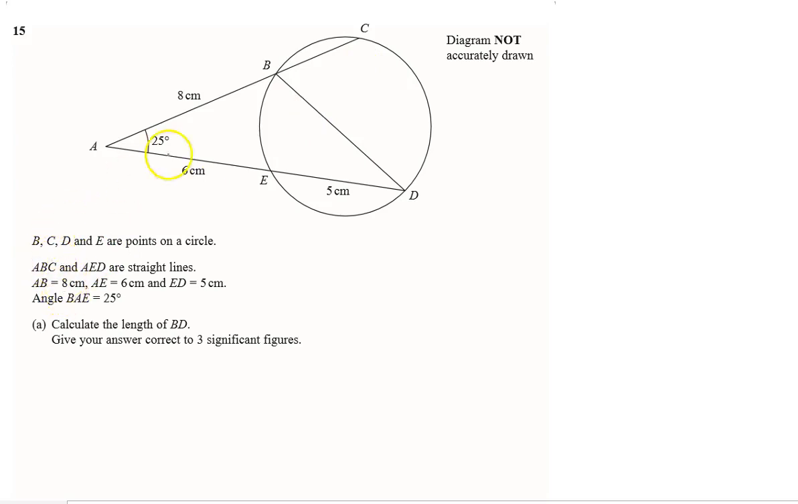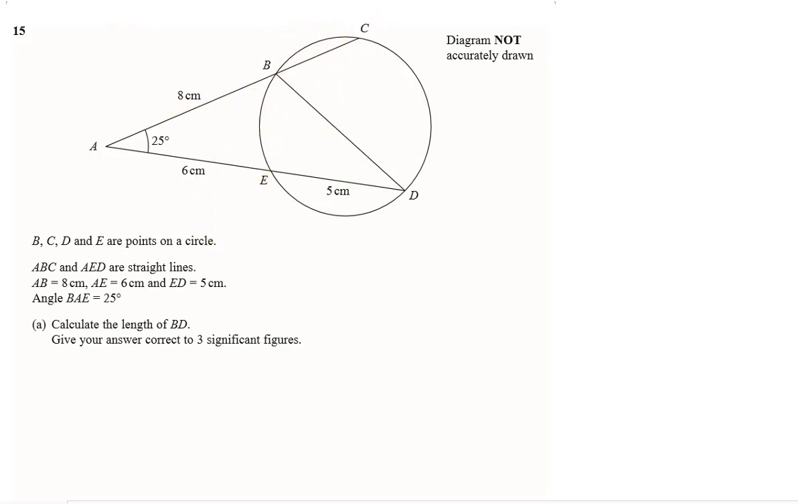Question number 15. B, C, D and E are the points on the circle. A, B, C and A, E, D are straight lines. AB is 8, AE is 6 and ED is 5. This angle A is 25 degrees. Calculate the length of BD.